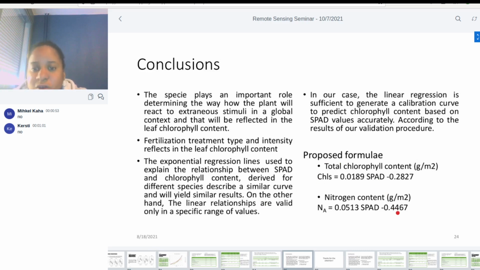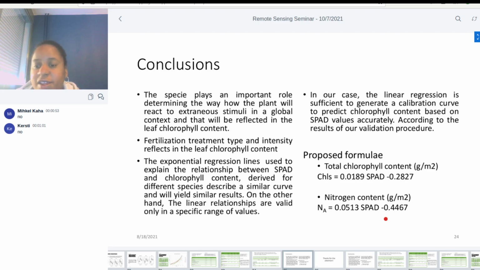So our conclusions were, first, the species plays an important role determining the way the plant will react to extraneous stimuli in a global context, and that will be reflected in the leaf chlorophyll content. Fertilization treatment type and intensity are reflected in the leaf chlorophyll content. The exponential regression lines used to explain the relationship between SPAD and chlorophyll content, derived from different species, describe a similar curve and will yield similar results.